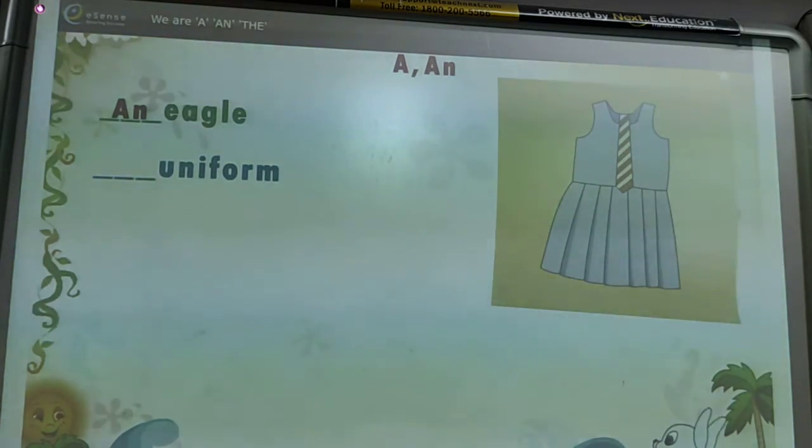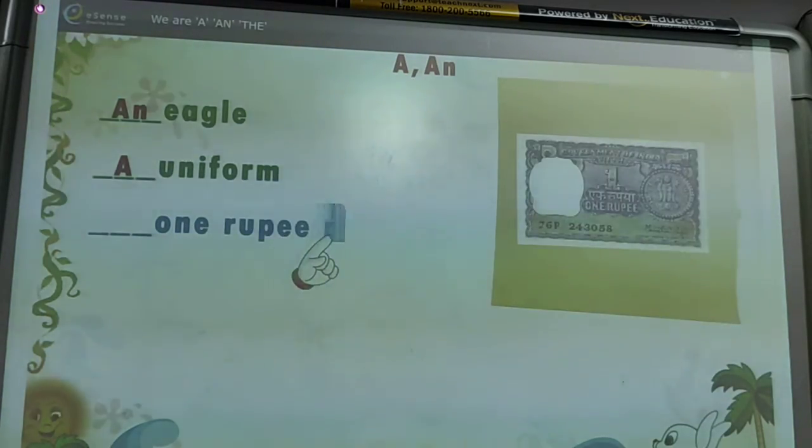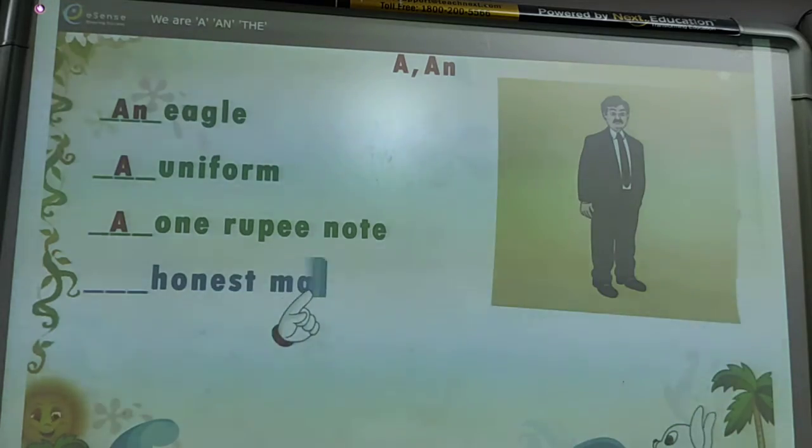The noun uniform has the consonant sound y. So we put a before the noun uniform. A uniform. Dash 1 rupee note. The noun 1 rupee note has the consonant sound of w. So we put a before the noun 1 rupee note. A 1 rupee note. Dash honest man.